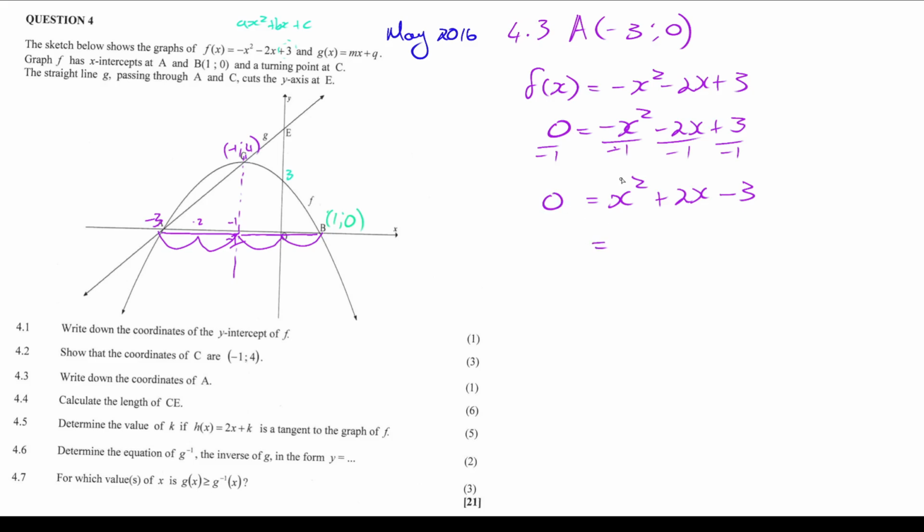This is factorizable. You can use the formula, you can use your calculator. It's going to be (x plus 3)(x minus 1). So I end up with x equals negative 3 or x equals 1.